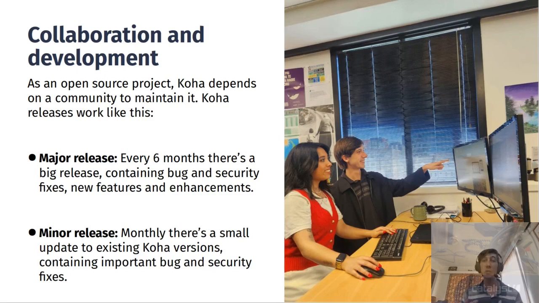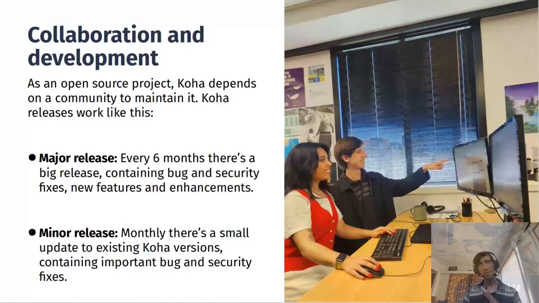So usually you would expect most new functionality, new features that you can use in your library, to come in a major release. We also have minor releases. These are small releases to existing Koha versions, and they typically contain little to no new functionality, but they do contain important bug and security fixes to keep Koha instances using existing versions secure and bug-free, just keep everything running smoothly and securely.